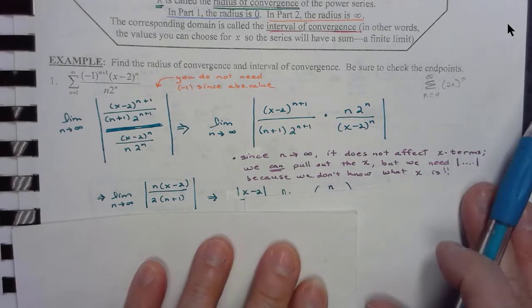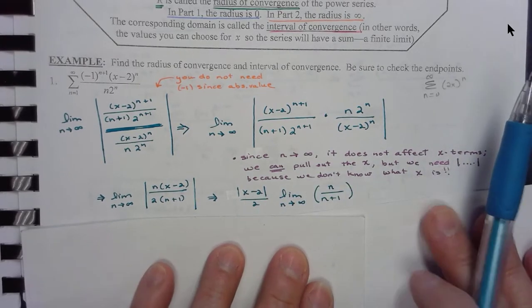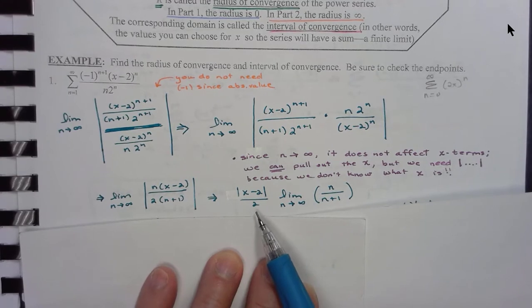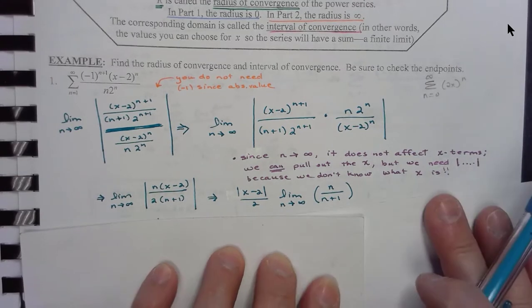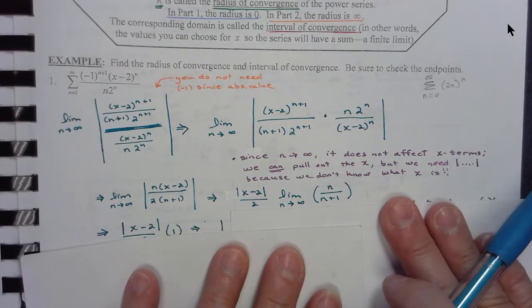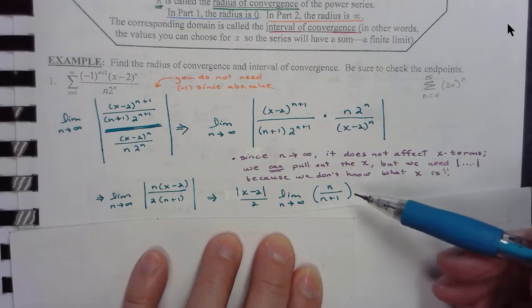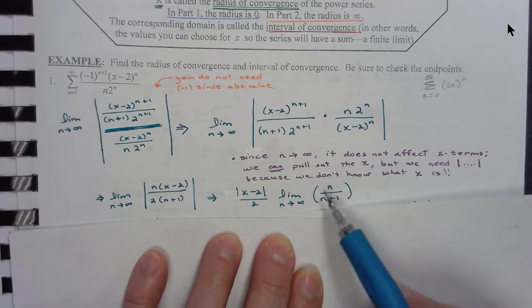And since I don't need to keep the x minus 2 inside, let's bring it outside. Also, I can bring that factor of 2. So now we're looking at this. Now, we've had plenty of experience with this before. We know that the limit as n goes to infinity of this is 1.